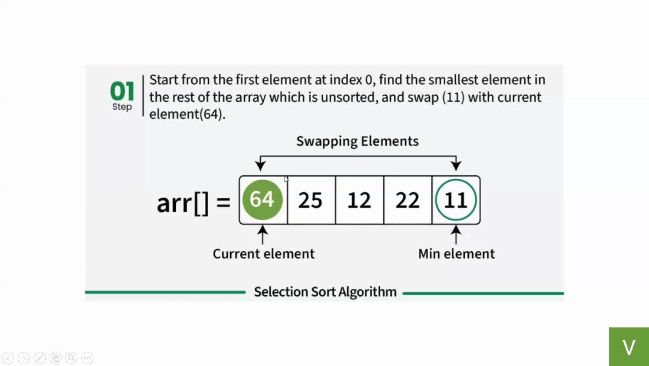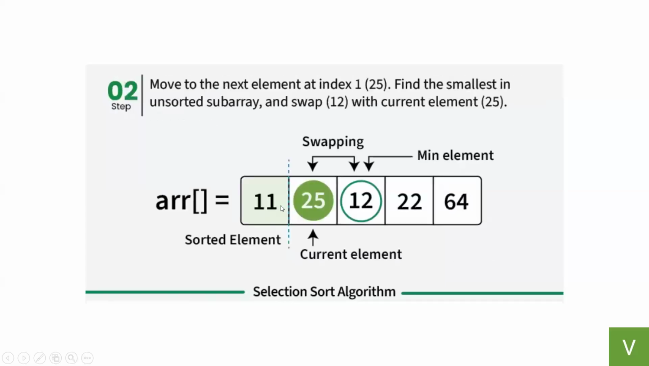Now swap 11 with 64. So after this step number 1, the resultant array will be like this. 11 is at index 0, and the rest of the array is as it is. Now let us look into step 2. Move to the next element, that is at index 1, 25. Find the smallest in the unsorted subarray. Now swap 12 with the current element 25.